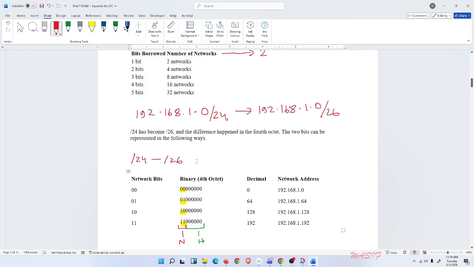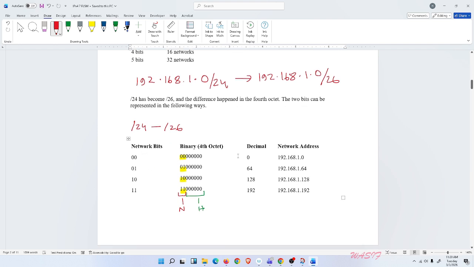Previously, before you borrowed the bits, you could make changes with all the 8 bits. Once you borrowed the bits, you need to create networks based on how many bits you borrow. Once you have done that, you cannot do anything in these 2 bits because they are fixed. They are network bits. With the network bits, you cannot do anything. So you can only make changes in the host bits, and they will be /26. Previously it was /24.